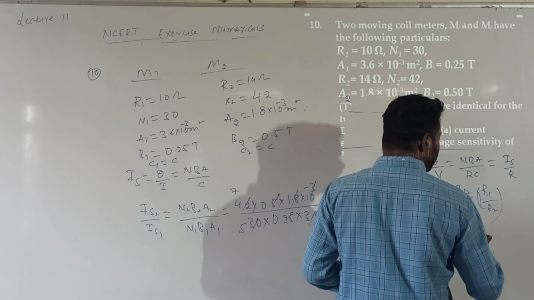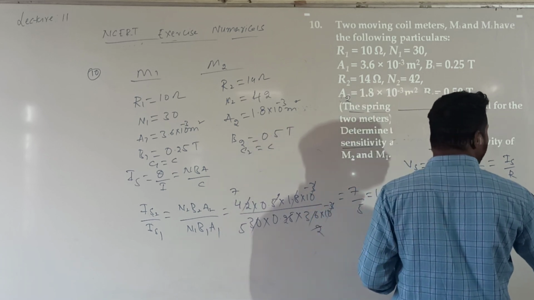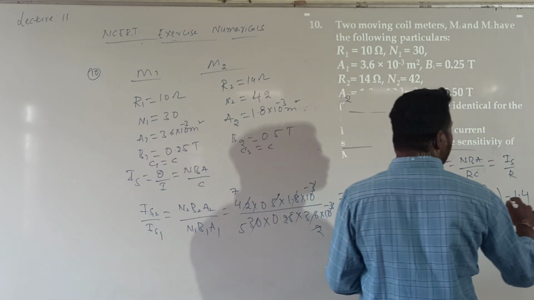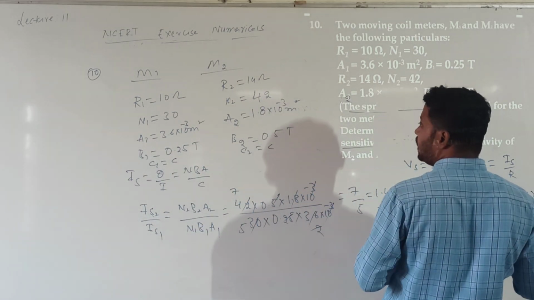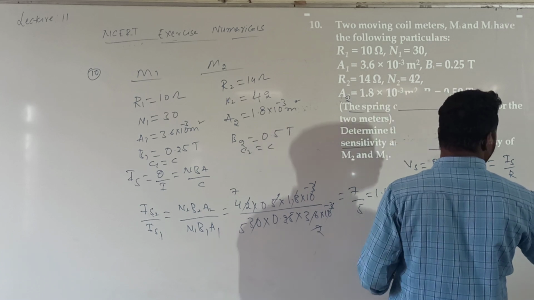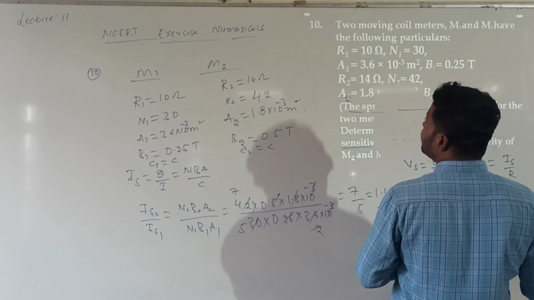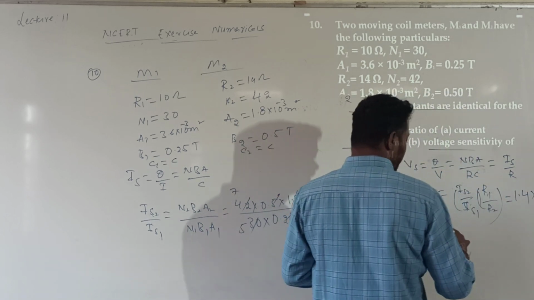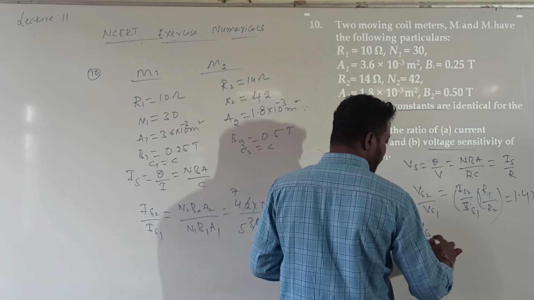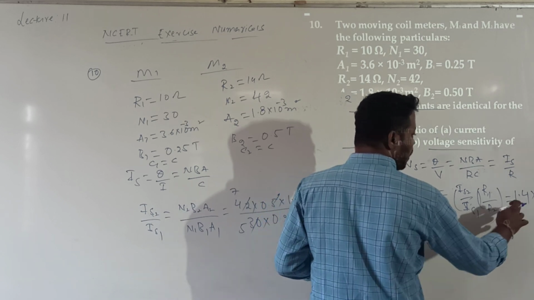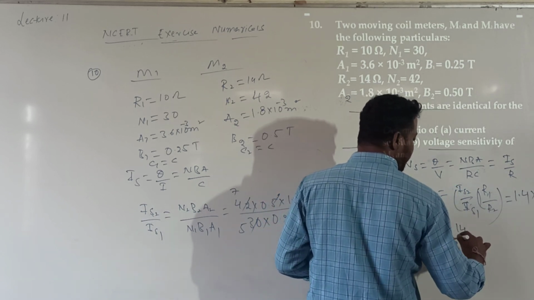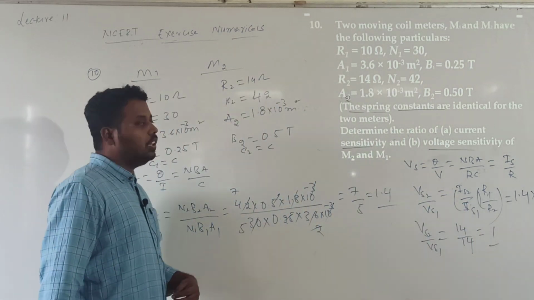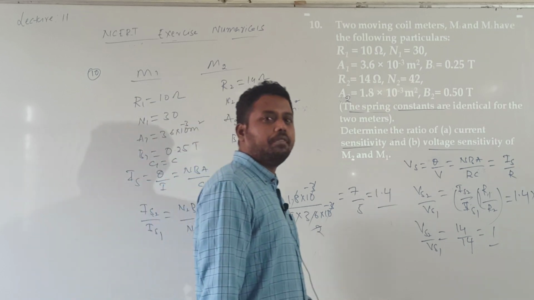So what is the current sensitivity ratio value? I got 1.4. IS2 by IS1 value is 1.4 into R1 value 10 by R2 value 14. Then VS2 by VS1 is 1.4 into 10, which is 14, by 14. So which is equal to 1. What does it mean? The voltage sensitivity of both are the same.